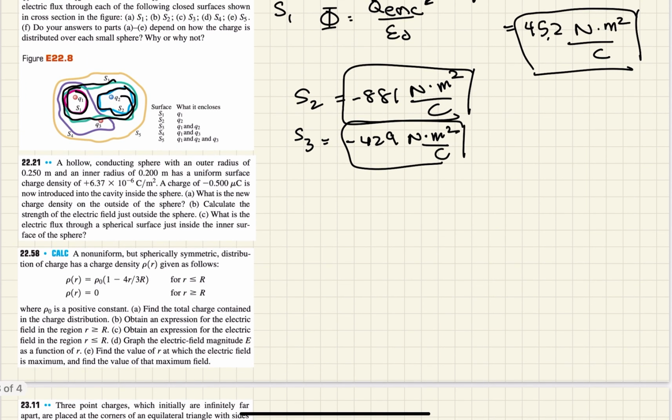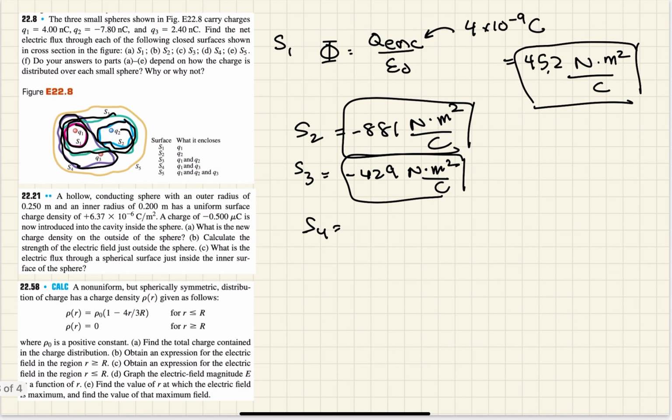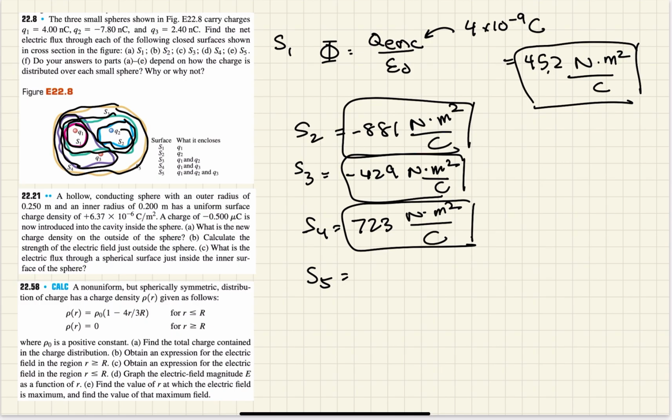The fourth loop is this one right here. It has Q1 and Q3. You add this up, both are positive, so it totals up to about 6.4 nanocoulombs. 6.4 times 10 to the negative 9 divided by epsilon naught. So for the fourth one, it's going to be equal to 723 Newton times meter squared per coulomb. Finally, for the fifth one, it has all of them in it. And so Q1 plus Q2 plus Q3, 4 minus 7.8 plus 2.4, is going to be equal to negative 1.4 times 10 to the negative 9 coulombs divided by epsilon naught, which gives us negative 158 Newton times meter squared per coulomb.